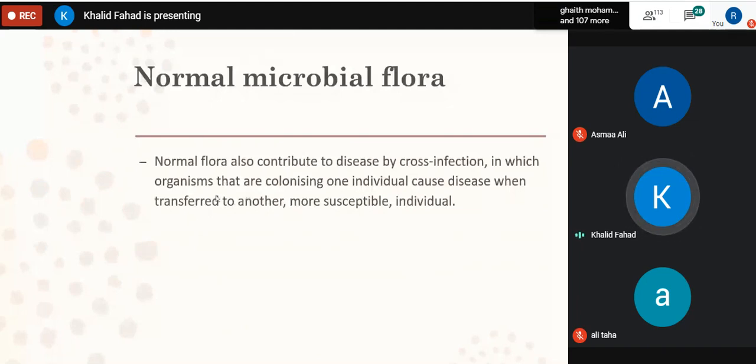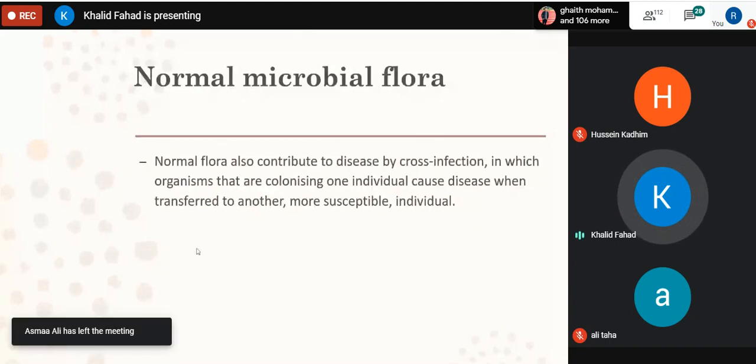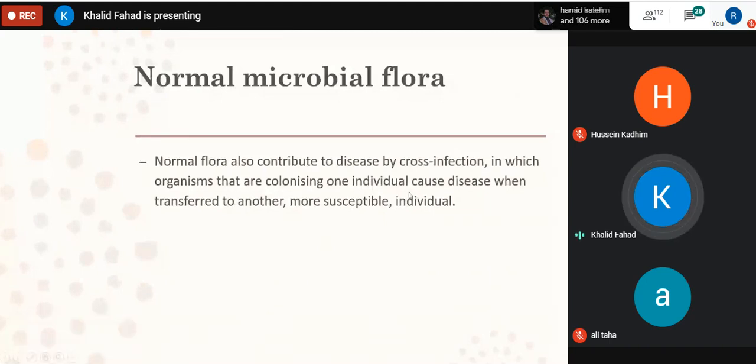So everyone has their own normal microbial flora. It is like a fingerprint. So this is what we call cross infection, and it commonly occurs in hospitalized patients when a patient is hospitalized and exposed to organisms that are already present in the hospital. And it causes, for example, an outbreak of diarrhea among hospitalized patients who are exposed to more pathogenic bacteria.